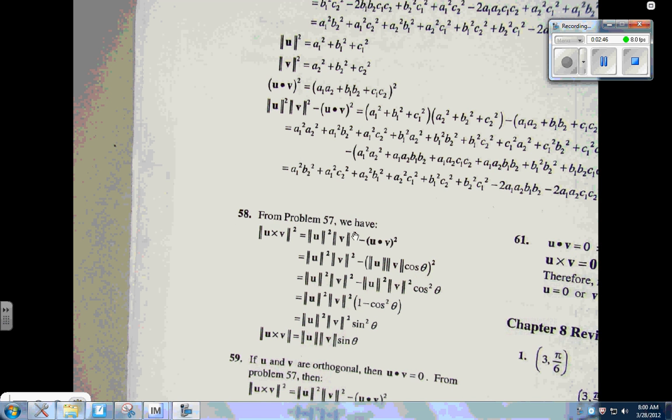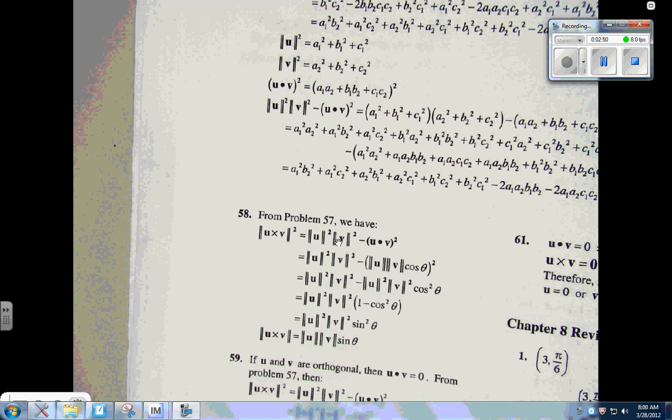We have to assume this thing right here. Problem 57 proved that these are true. The magnitude of the cross product squared is the same as the magnitude of u squared times the magnitude of v squared, minus the dot product squared. We're just going to assume that that's true. It is. You can see the big proof up here. Certainly that's a lot of work.